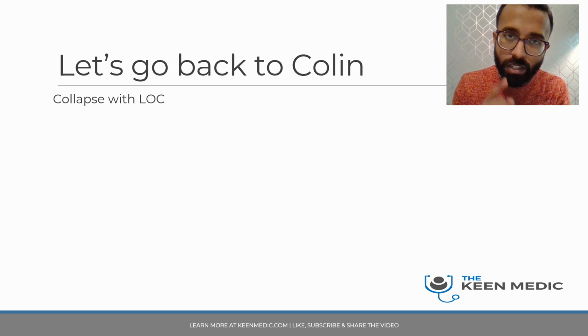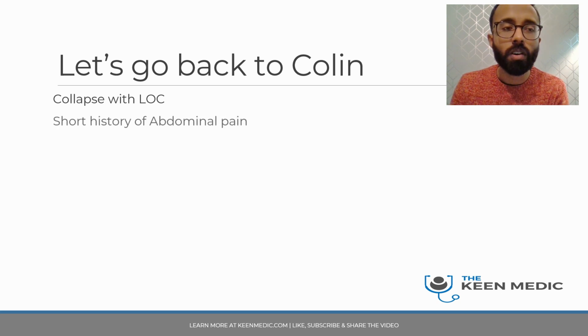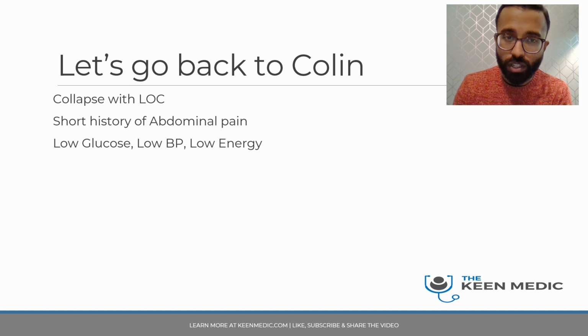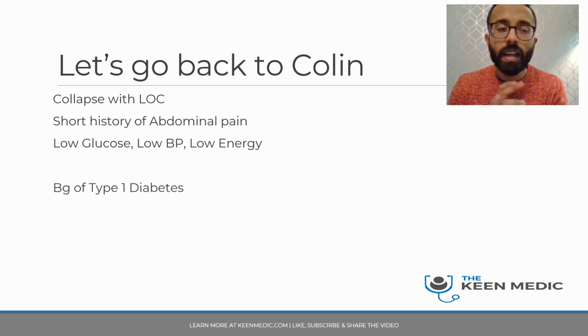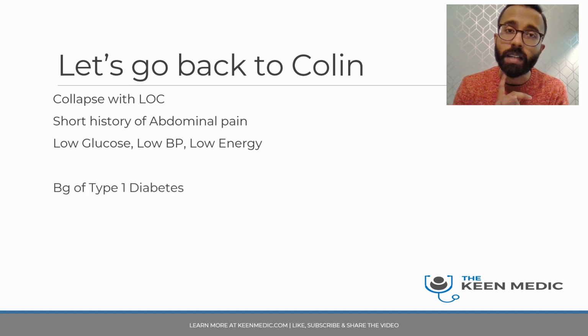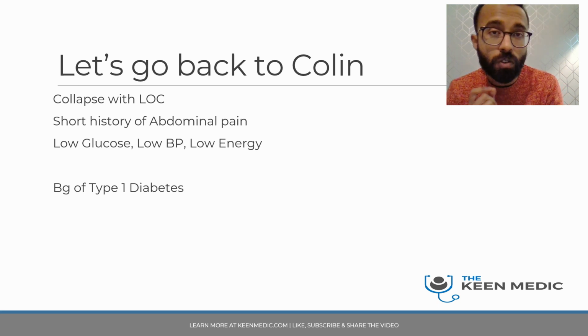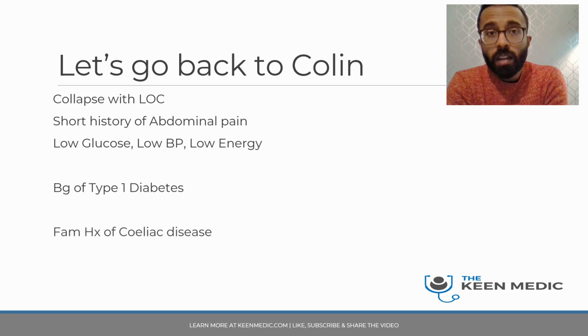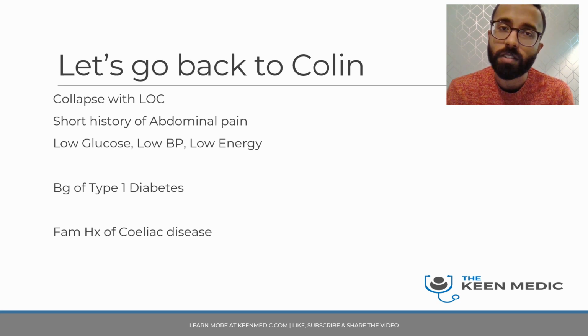So this patient has had loss of consciousness. All right. And he's had a short history of abdominal pain, about a week or so. He's had low glucose, low blood sugars, low blood pressure, low energy levels, okay? He has a background of type 1 diabetes. This is relevant because this is an autoimmune disease, right? And he actually has a family history of celiac disease, which he didn't tell you about, but you find out later from his medical records because he's out of area, okay? So he has a family history of celiac disease, which is also an autoimmune condition.